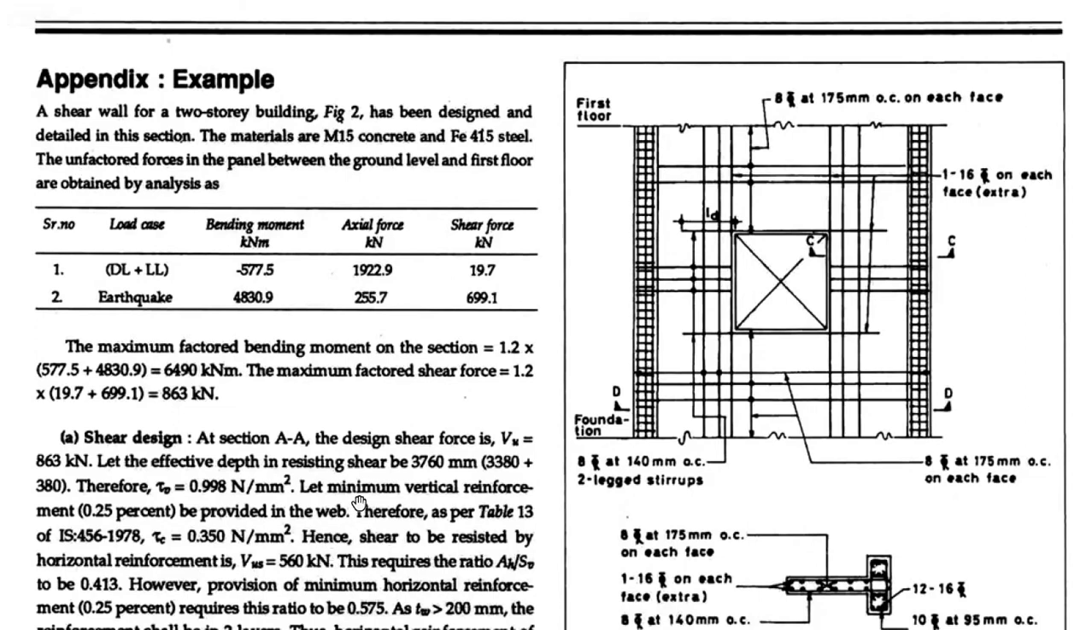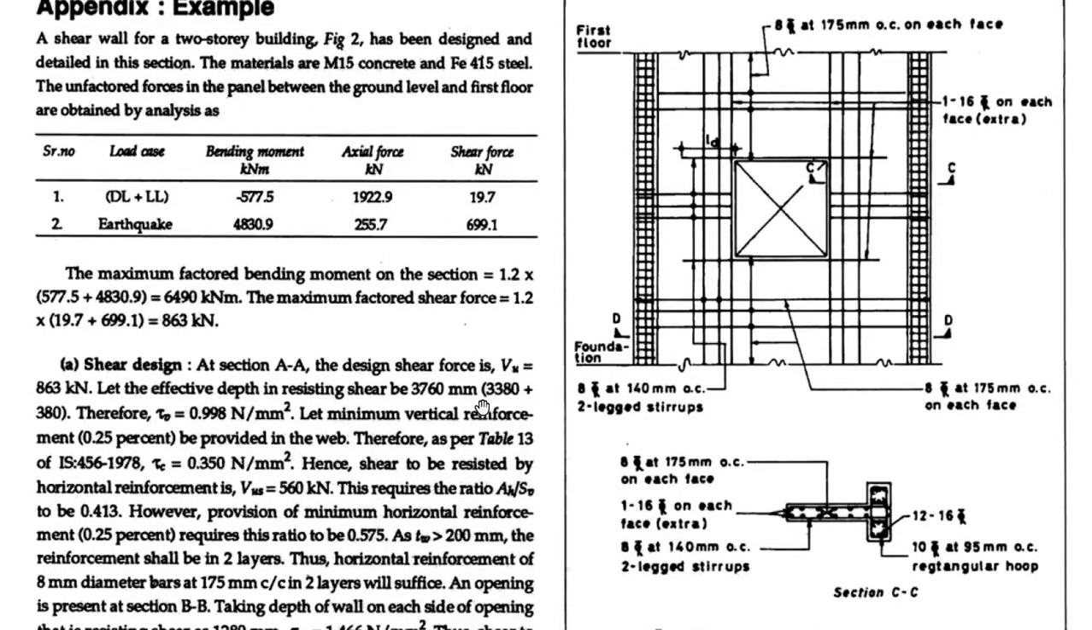First of all, shear design. At section AA, the design shear force is 863 kilonewton, and let the effective depth in resisting shear be 3760 mm. Therefore, the τv value is 0.998 Newton per mm square, and let the minimum vertical reinforcement, that is 0.25%, be provided in the web. Therefore, as per table 13 of IS 456, τc equals 0.35 Newton per mm square. Hence, shear to be resisted by horizontal reinforcement is Vus equals 560 kilonewton.